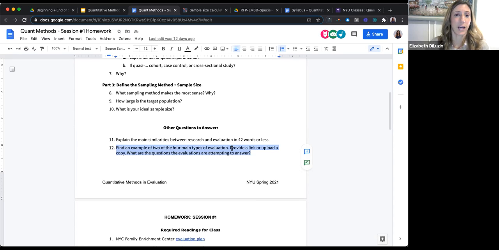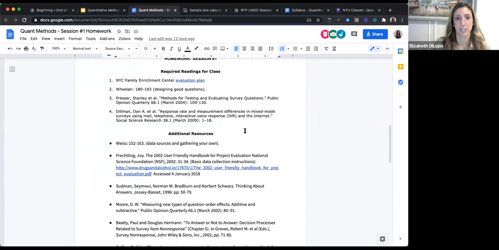You can find these online if you don't have access or you haven't participated in any evaluations. There are for sure evaluations online. Just do a search, UN evaluations, and you can pull up hundreds of them. So just pick 2 and make sure they're from different types of evaluation.